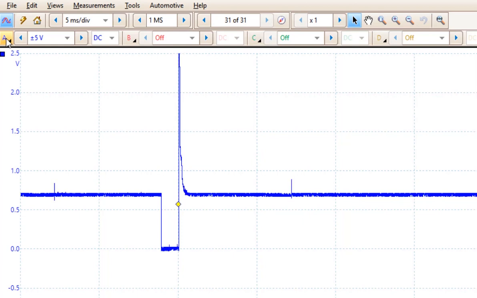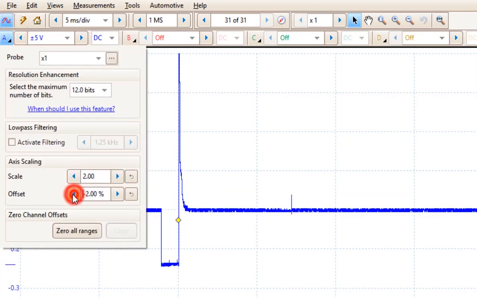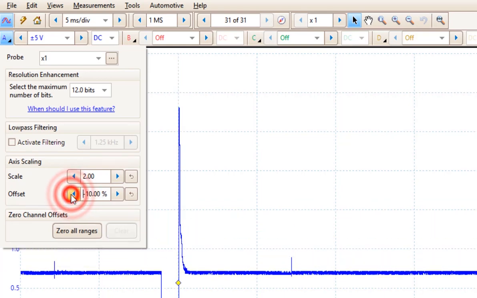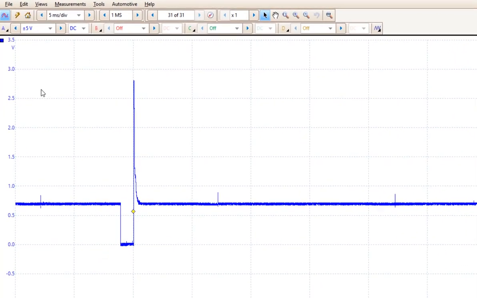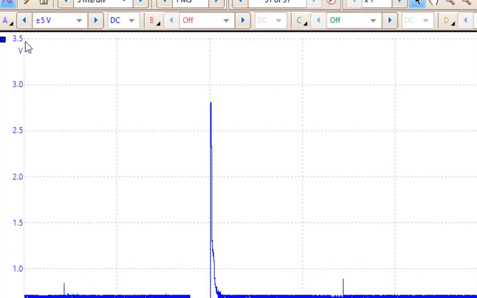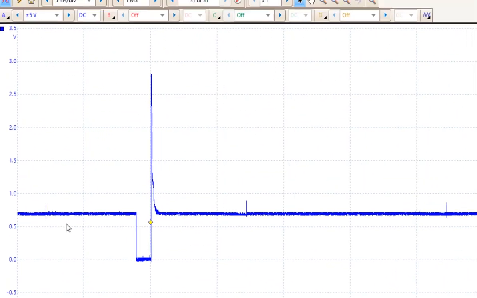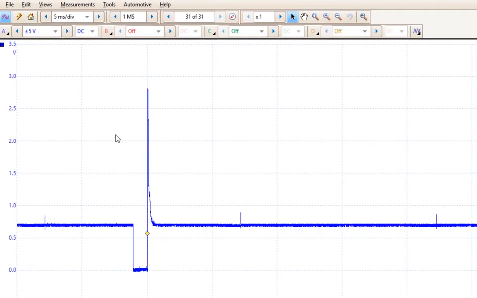So let's come over to the properties of the A channel, and let's change the offset. Let's move this down to something like a minus 10. And now we can clearly see the top of my waveform. And the top voltage now reads 3.5 volts, while the bottom voltage is a negative 1.5. This gives me a clearer view of my pattern.